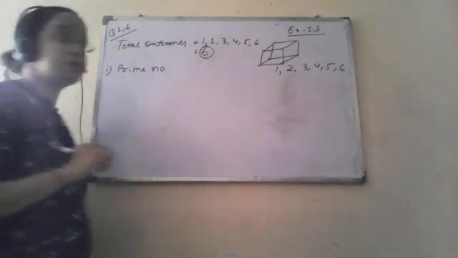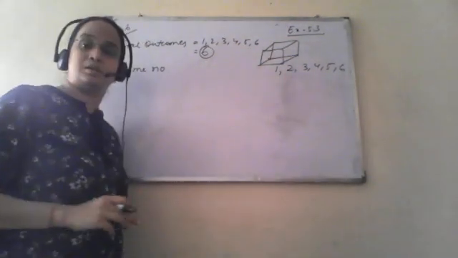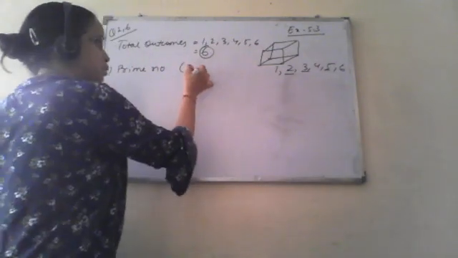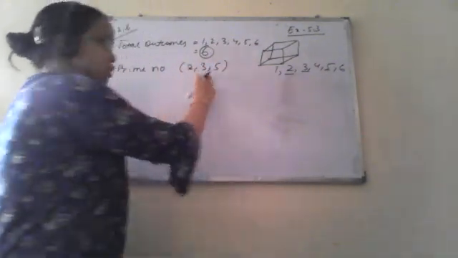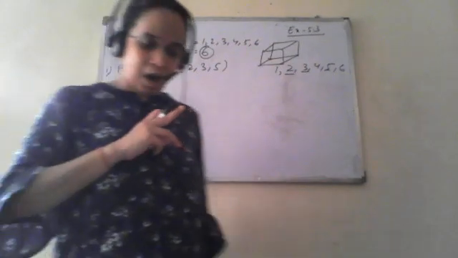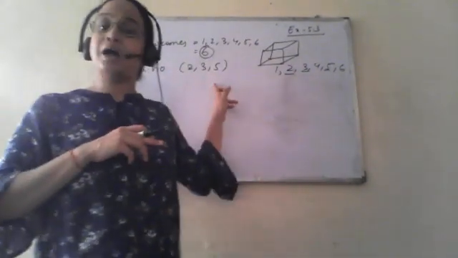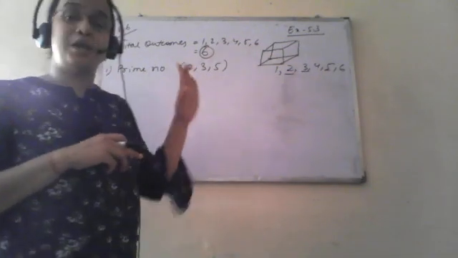So the first part is getting a prime number. What are the prime numbers here? They are 2, 3 and 5. So these 2, 3, 5 are the outcomes of the event of getting a prime number. There are 3 outcomes possible.